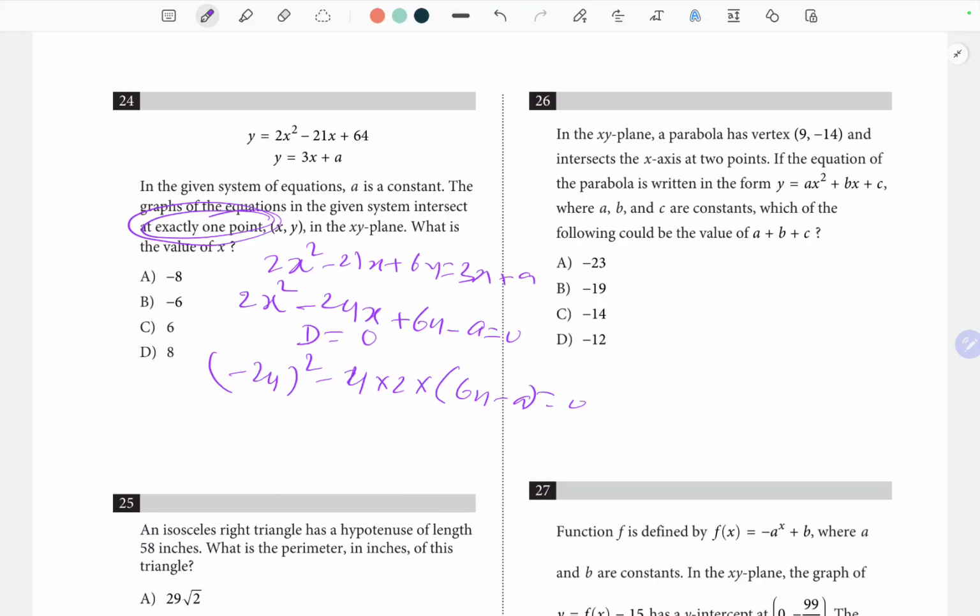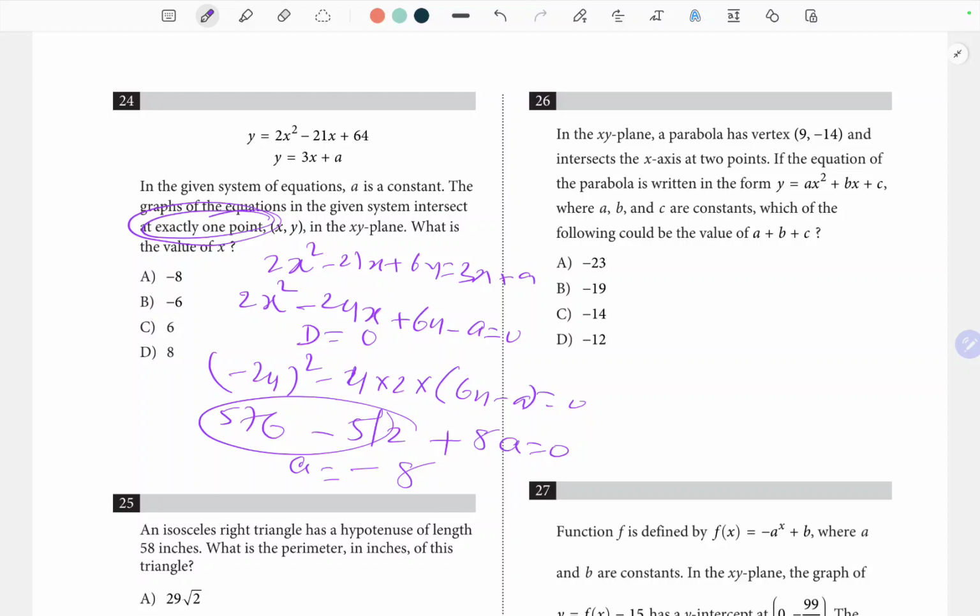Okay, so now we will use calculator. So this is 576 minus 8 times 64, which is 512, plus 8a equals 0. So from here a should be, we can take this to the right side, which is 576 minus 512, which is 64. It will go to the right side, and we have to divide by 8. So I will get minus 8. But what do we need to find?